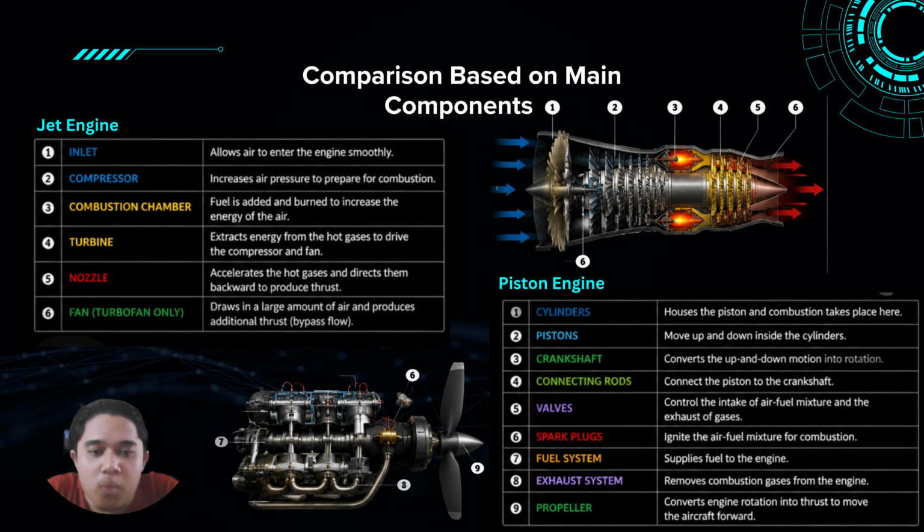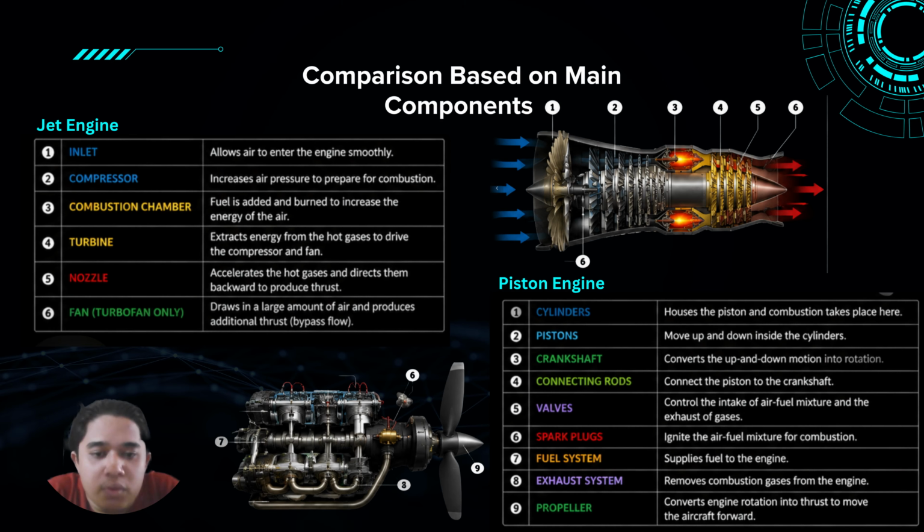For the piston engine, number one is the cylinder, which holds the piston and contains pressure. Second, the piston moves up and down inside the cylinder. Third is the crankshaft, which converts the up and down motion into rotation. The fourth is the connecting rod, which connects the piston to the crankshaft. Fifth is the valves, which control the intake of the air-fuel mixture and the exhaust of gas. The spark plug ignites the air-fuel mixture for combustion.